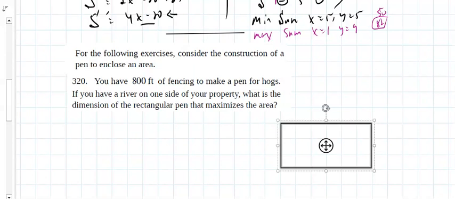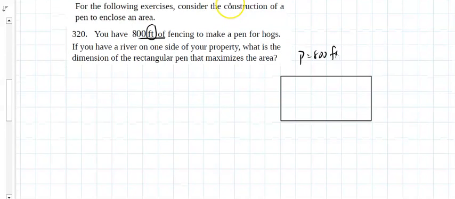You have 800 feet of fencing. Now, if the units are linear, that's perimeter. If the units are squared, that's area. And if the units are cubed, that's volume. The perimeter is 800 feet of fencing. That's what we have to make the pen. If you have a river on one side of your property, let's say you have a river right there, which means you don't have to fence the riverside. What are the dimensions of the rectangular pen that maximizes the area?